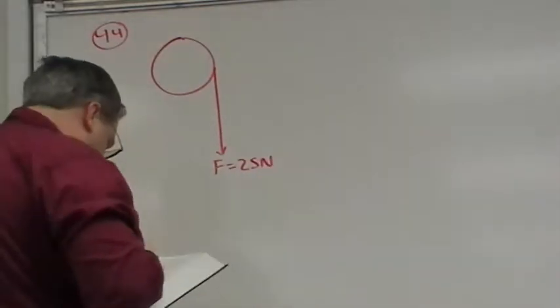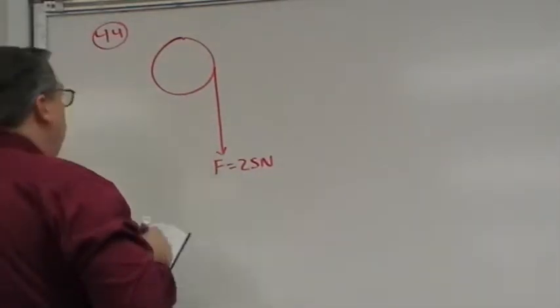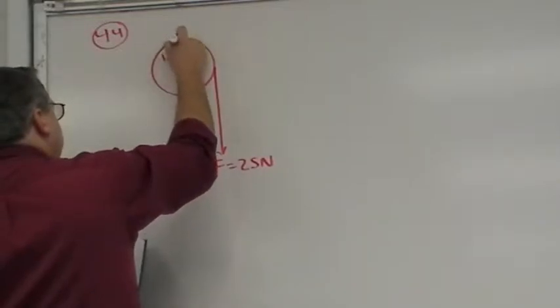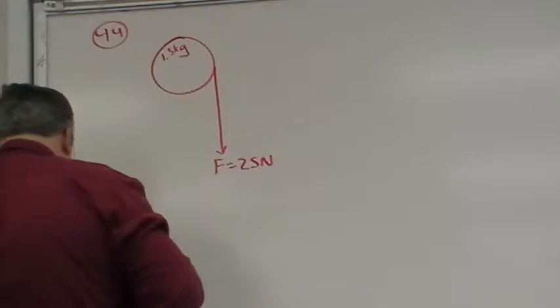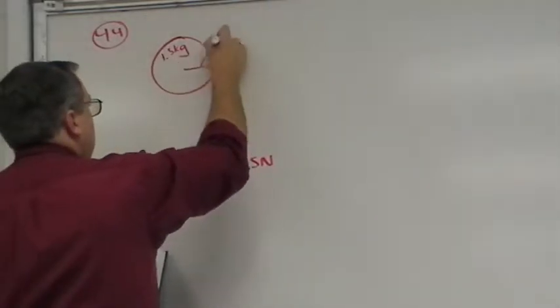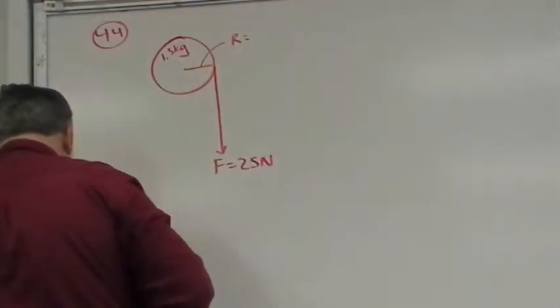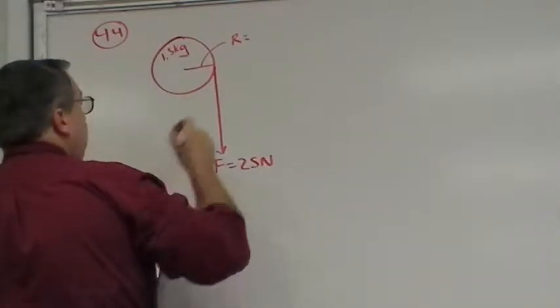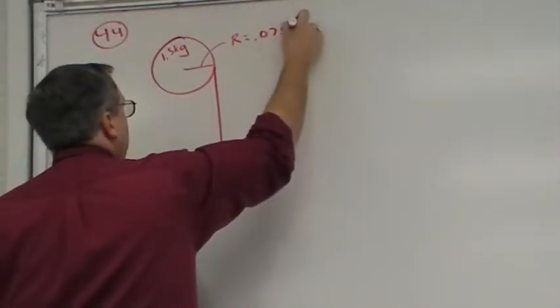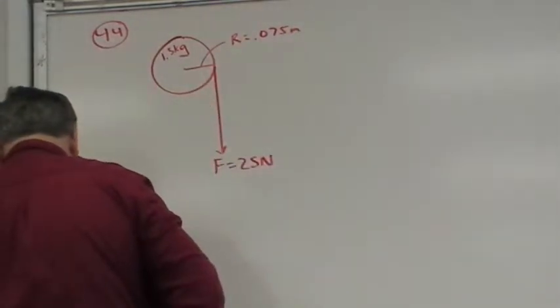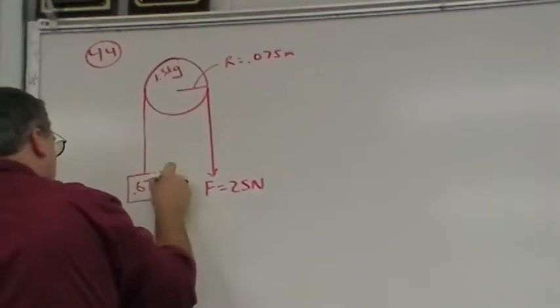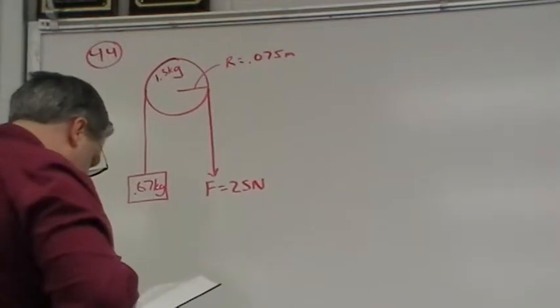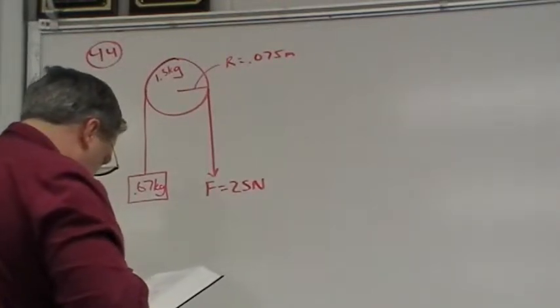We pull down with a force of 25 newtons. The pulley has a mass of 1.3 kilograms and a radius of 0.075 meters. Over here, we have a little bitty 0.67 kilogram mass hanging.